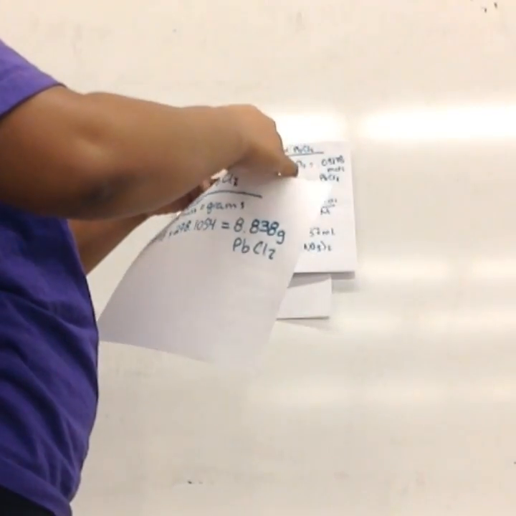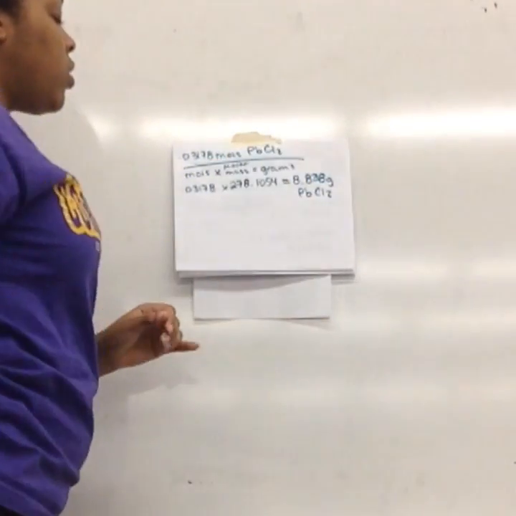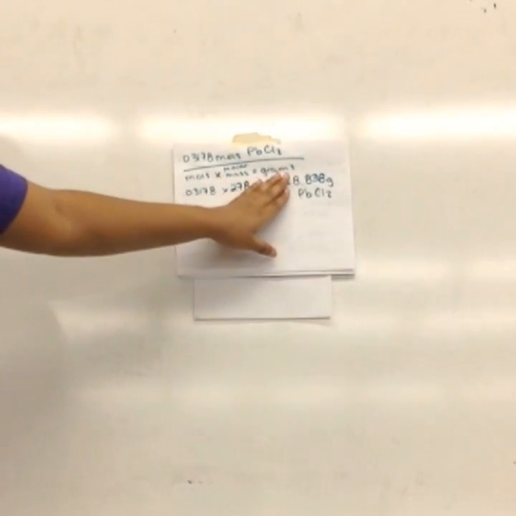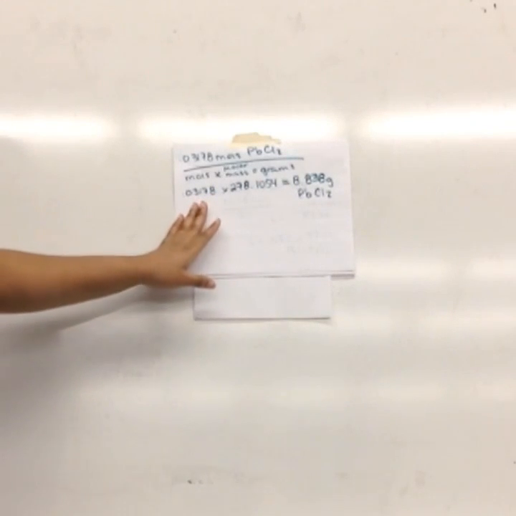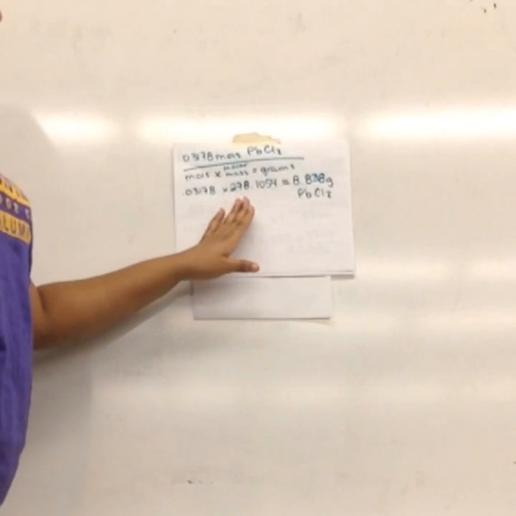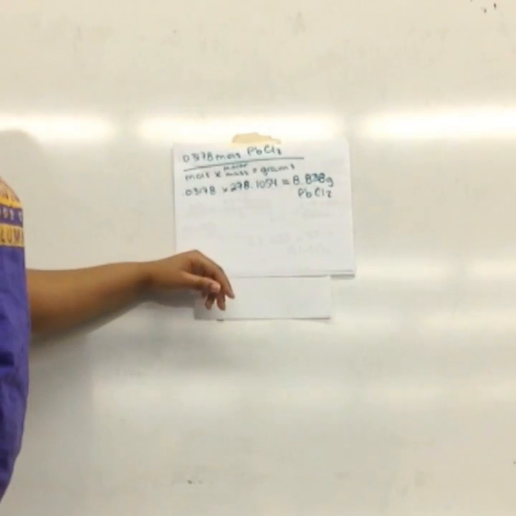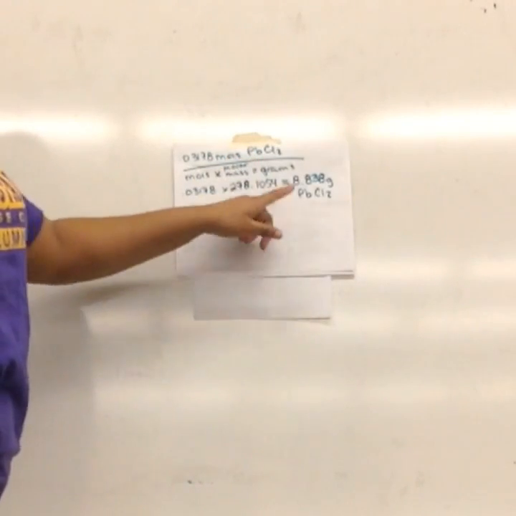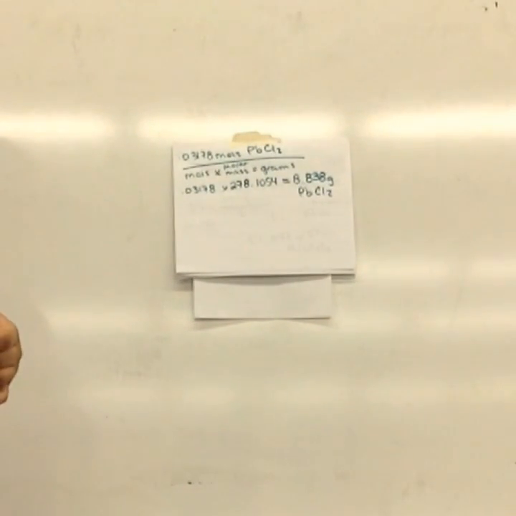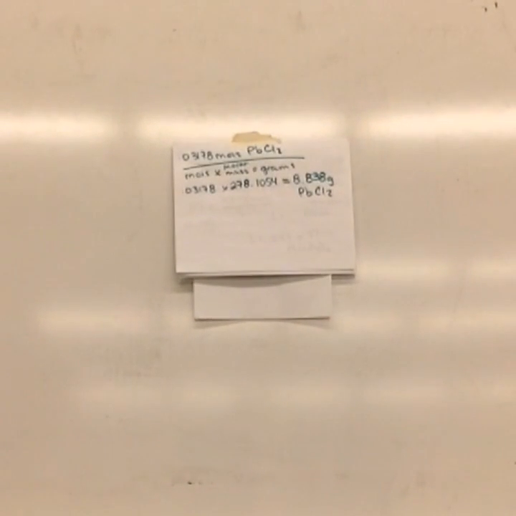Okay, next question asks, what is the theoretical yield of the lead chloride? So then we take the number of moles times the molar mass, and then it goes to grams, so you have the 0.03178 times the 278.1094 grams molar mass of PbCl2, and you get 8.838 grams of lead chloride.